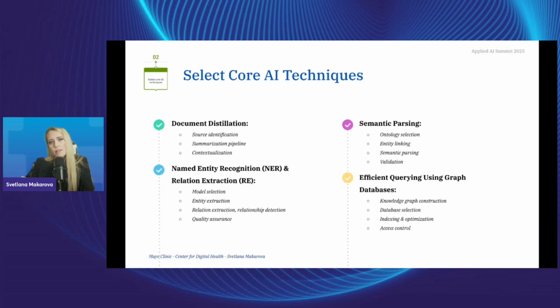Next, focus on selecting the core AI techniques for your use case. For distillation, keep schema simple and consistent. For NER and relation extraction, combine LLMs with deterministic checks. Choose ontologies you can operate and standardize on. For graph, pick a technology your team can index, secure, and reason over. The best graph is the one you can govern.